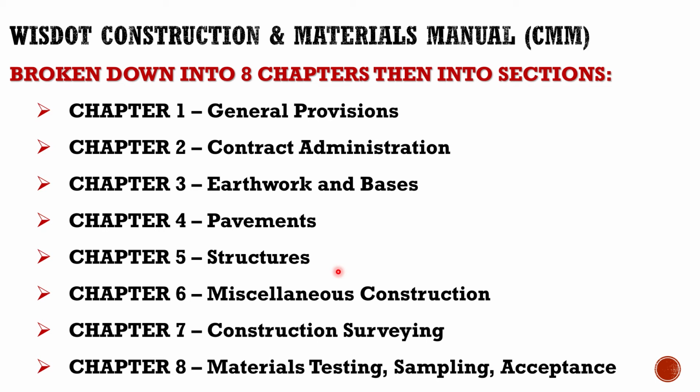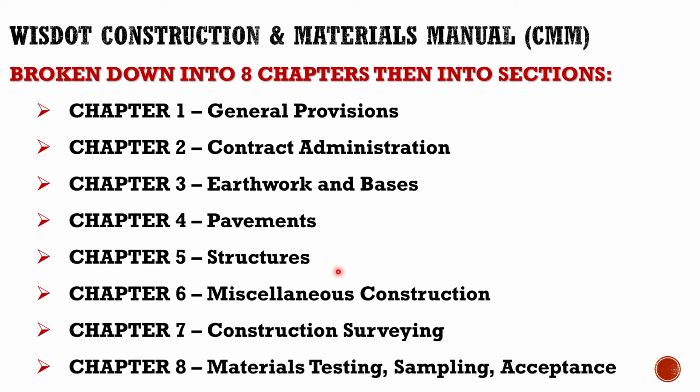So this specification manual is about material properties. What kind of material property? What does it need to be? And then the construction materials manual explains the specifications for construction, sampling, and testing.